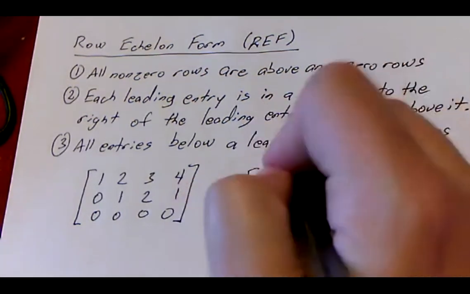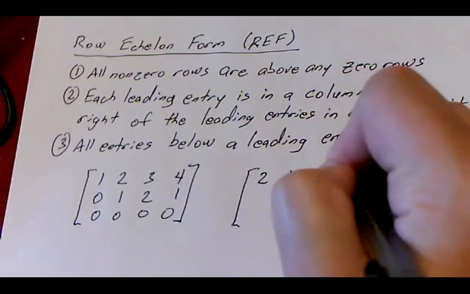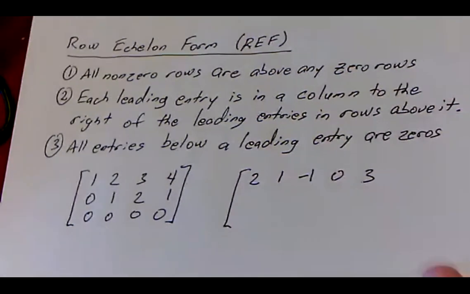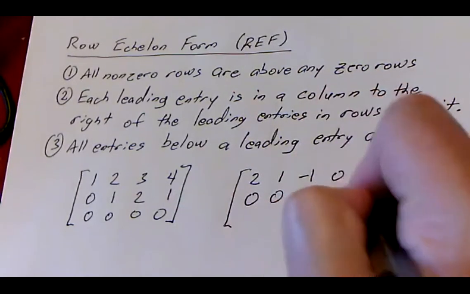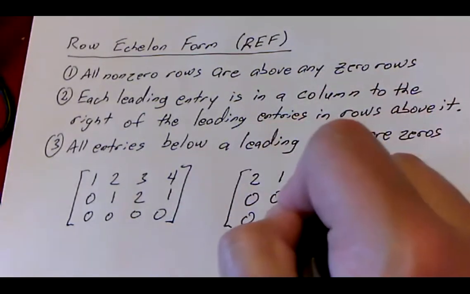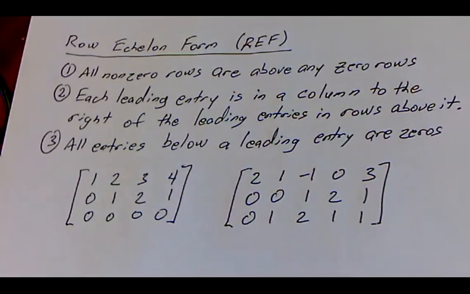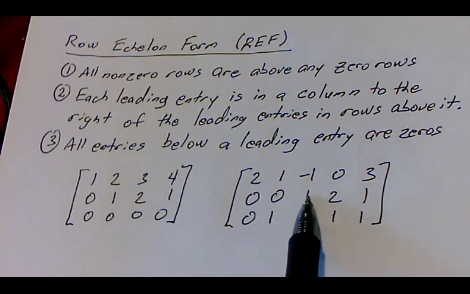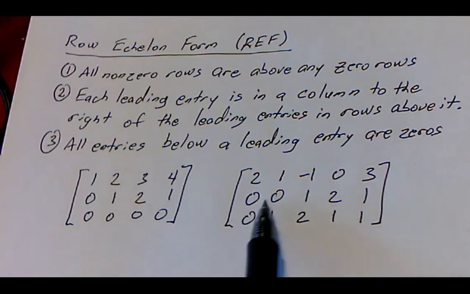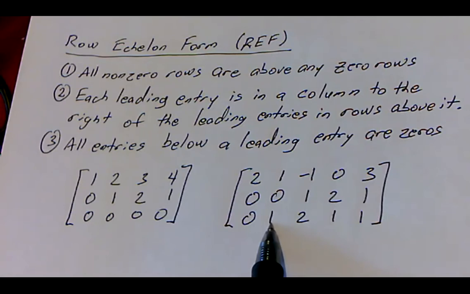Another example. In this one, this is not in row echelon form, because I have a leading entry here. That's fine. This is a leading entry, which is okay, so I'm looking fine so far, but this third leading entry moves back to the left.